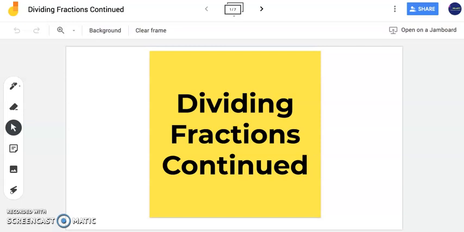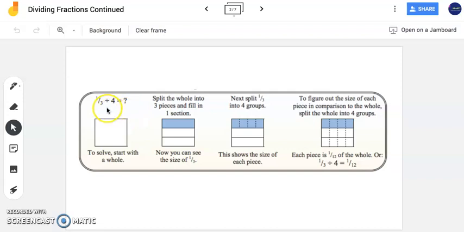Hello, this video is going to focus on dividing fractions. In this problem here, we have 1/3 divided by 4. To solve, start with a whole. Now, split the whole into 3 pieces and fill in just one section.